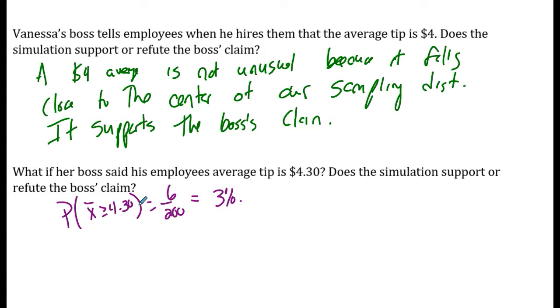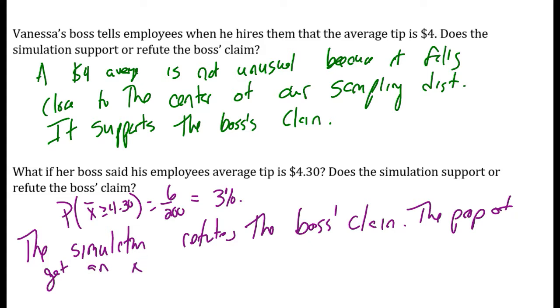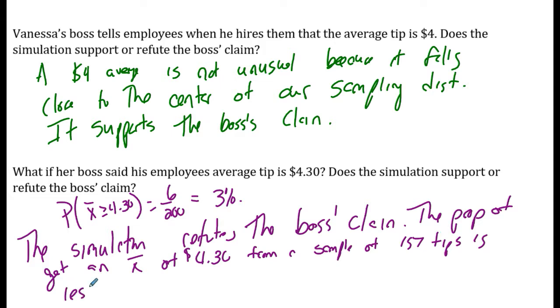So does the simulation support or refute the boss's claim? The simulation refutes the boss's claim. The probability of getting an X bar of $4.30 from a sample of 157 tips is less than 5%.